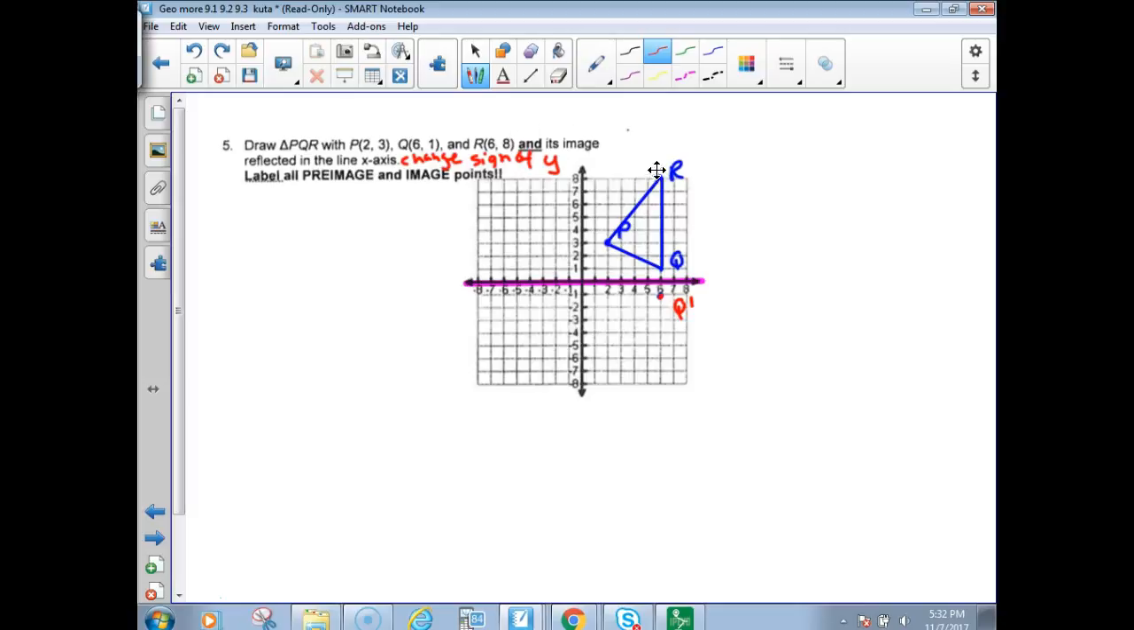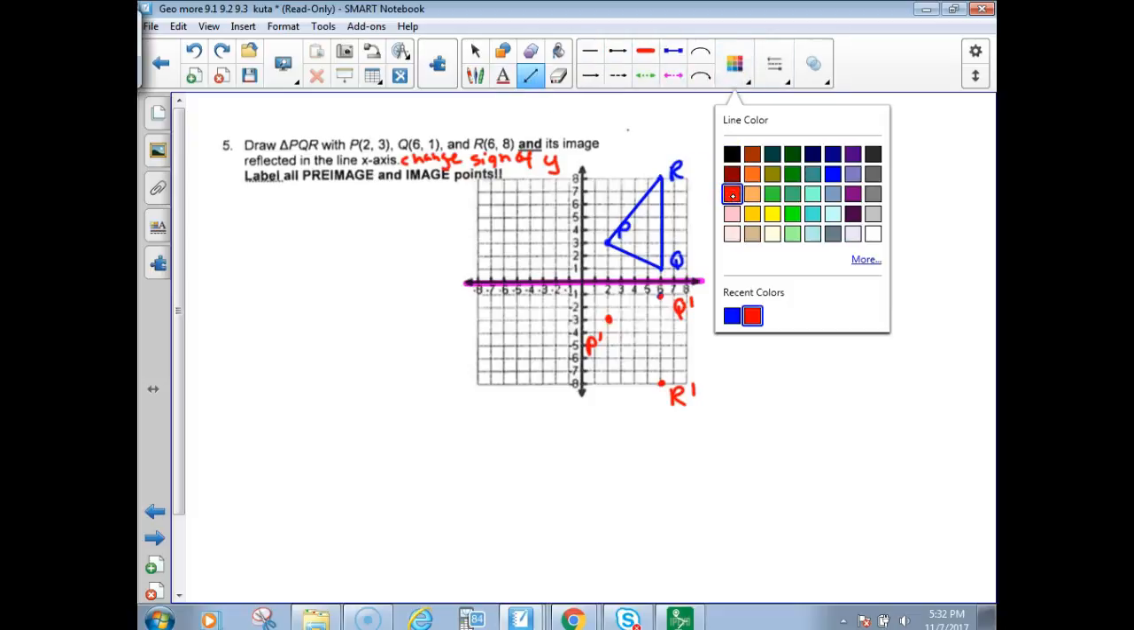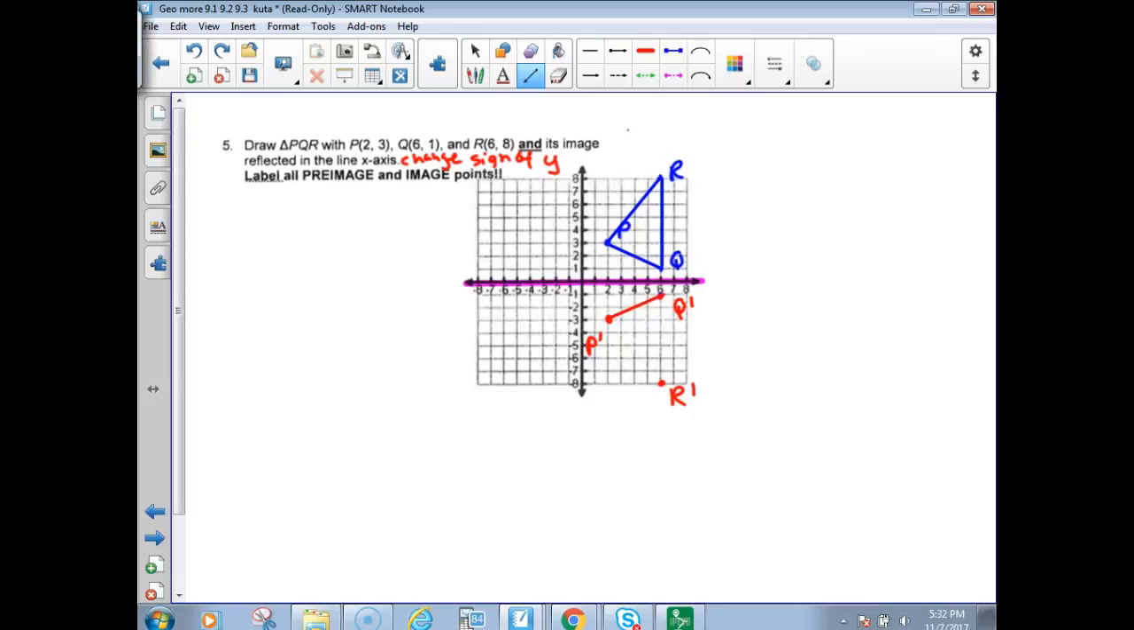So R prime should be at 6, -8. And Q prime, just like where we put it, is at 6, -1. P prime should be at 2, -3. And that is 3 above, so 3 below is where P prime should have gone. So you can do it just on the grid just by looking and counting. Okay, there's the reflection. And don't forget to make sure you label on your quiz.